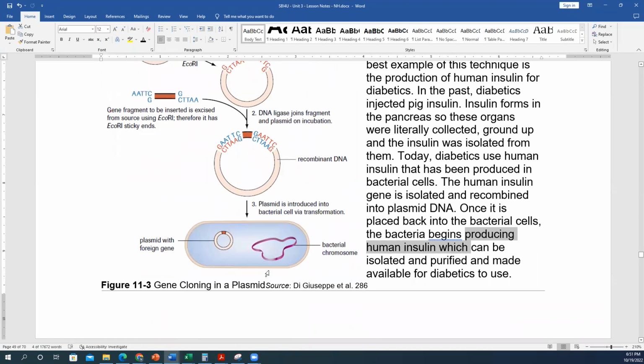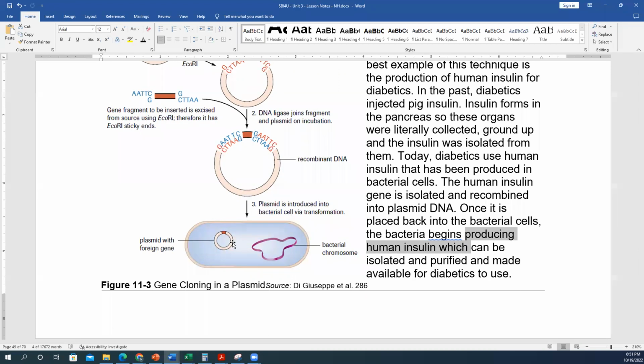That bacterium will then, as it divides and grows, create multiple copies and replicate this DNA and express the protein that that piece of gene encodes. So that resulting protein can then be isolated from the bacterial culture and purified for further study.